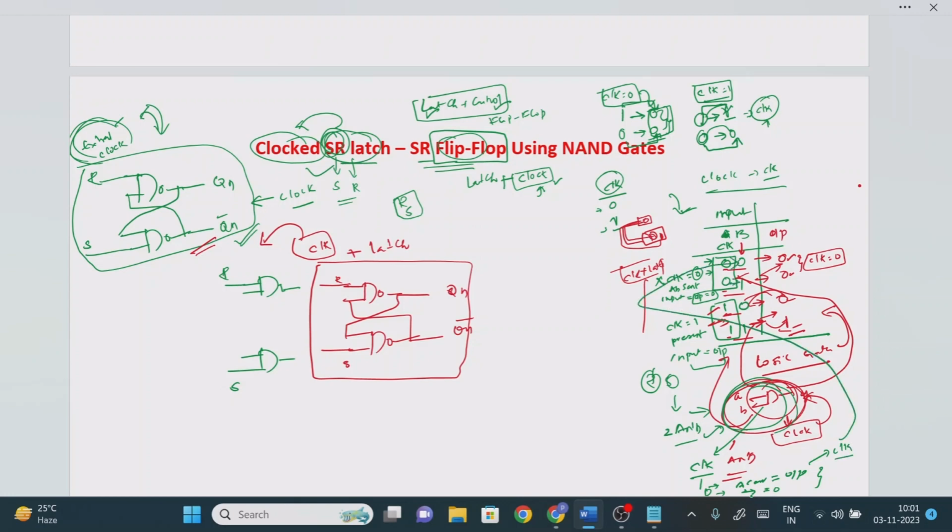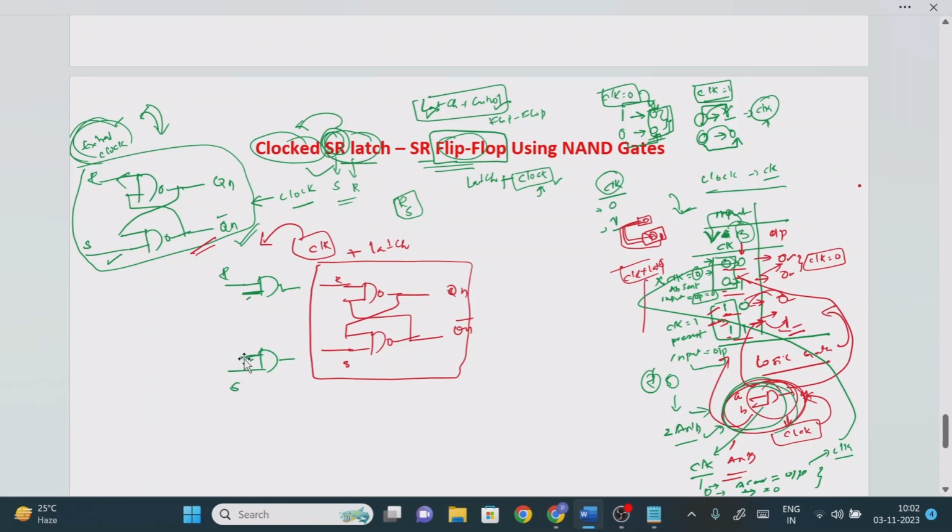So along with the input values, one of the terminals should be the clock pulse value. If R as well as S are my input values, then this one as well as this one should be the clock pulse value. So this is one clock pulse value, and this is another clock pulse value. But if you observe here, this is also the clock pulse value, and this is also the clock pulse value.